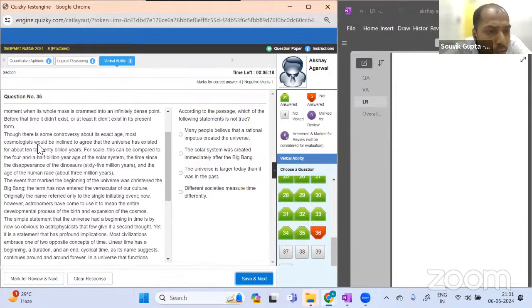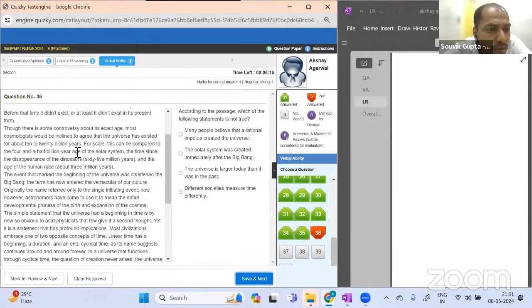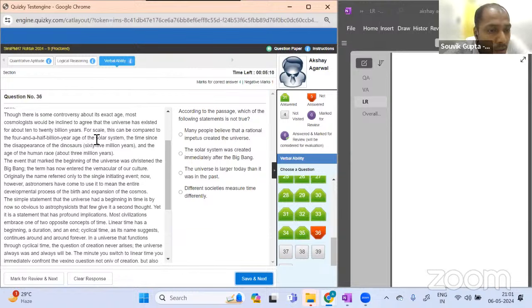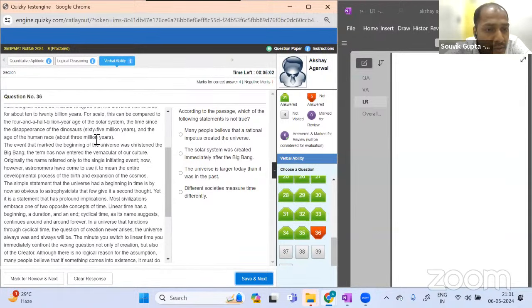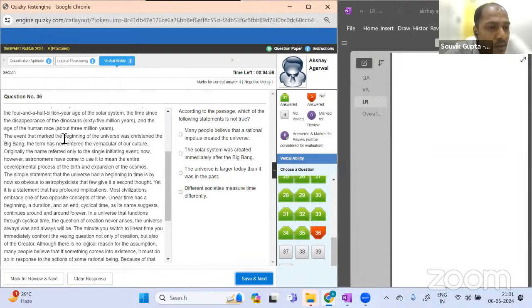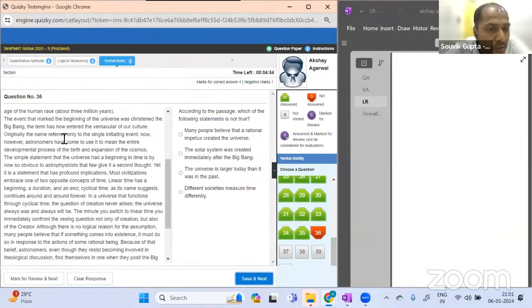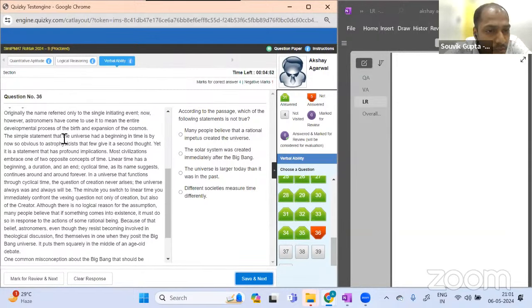Though there is some controversy over the exact age, most cosmologists say the universe has existed for about 10 to 20 billion years. For scale, the Earth is about 4.5 billion years, the age of the solar system. The disappearance of dinosaurs was 60 to 65 million years ago. The event that marked the beginning of the universe was christened the Big Bang. The term is now in the vernacular of our children.